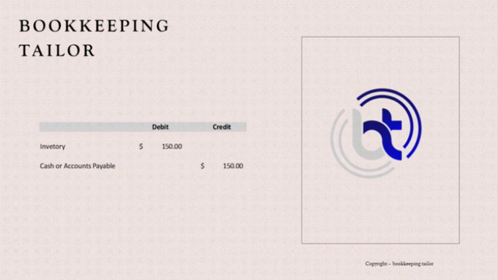For example, if a company purchases inventory for $1,000, the double entry would be: debit the inventory account by $1,000, representing an increase in assets. Credit the cash or accounts payable account by $1,000, representing a decrease in assets or increase in liabilities. The use of a double entry system ensures that the accounting equation, which states that assets must always equal liabilities plus equity, is always balanced. This provides a reliable way to track financial transactions and ensure accurate financial reporting.